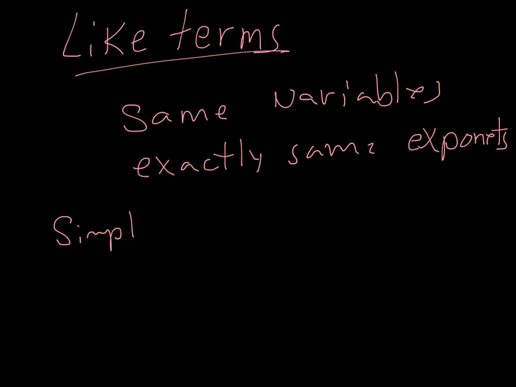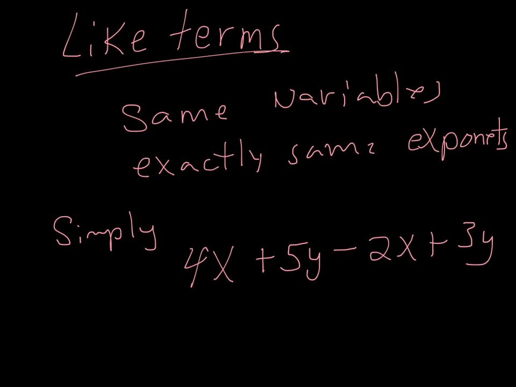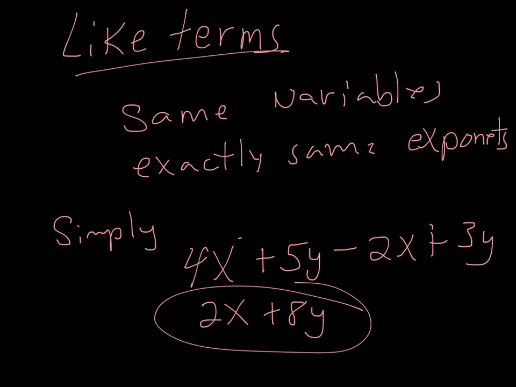So if I have something like this, 4x plus 5y minus 2x plus 3y, I don't want to leave it like that. I want to make it simpler, and I take 4x to the 1 minus 2x to the 1. So 4x minus 2x gives me 2x, and 5y plus 3y gives me 8y. And so I can combine those.